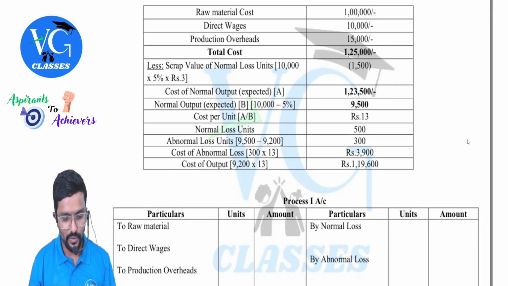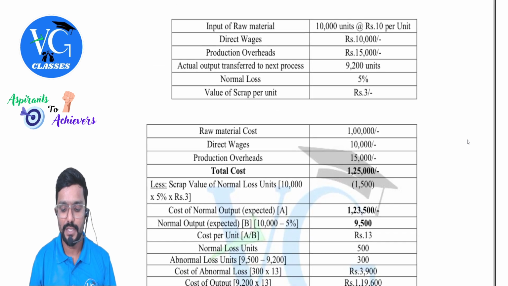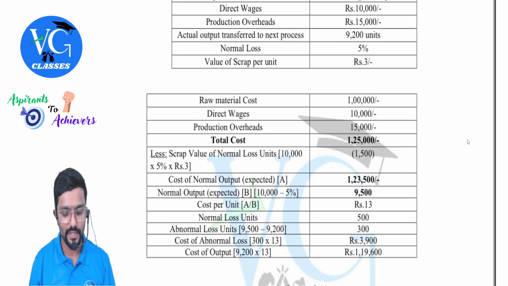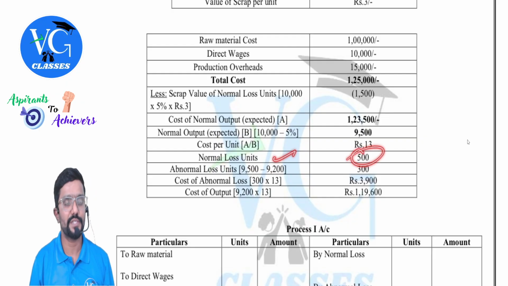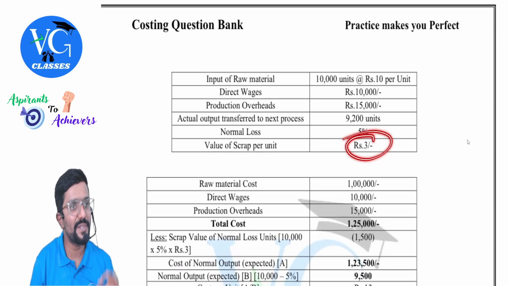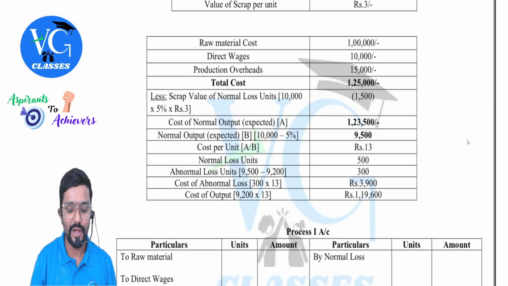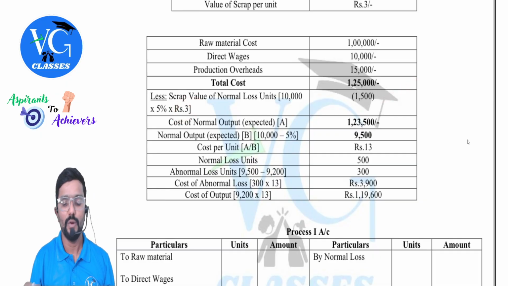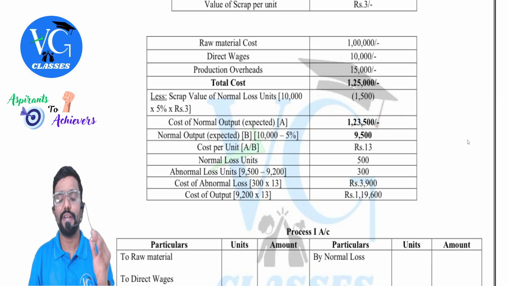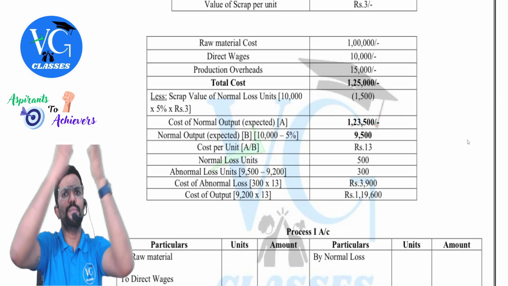Now let us come to the cost part. Total cost is 1,25,000. We have a normal loss of 500 units. We are getting a scrap value of 3 rupees for each unit. So the scrap value is 500 into 3, which is 1,500. What is my net cost? 123,500, which is nothing but the numerator part.